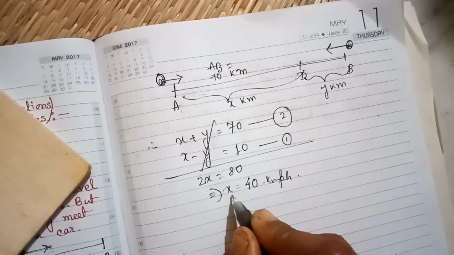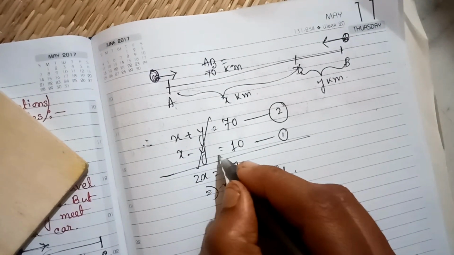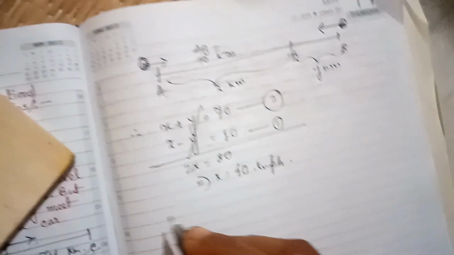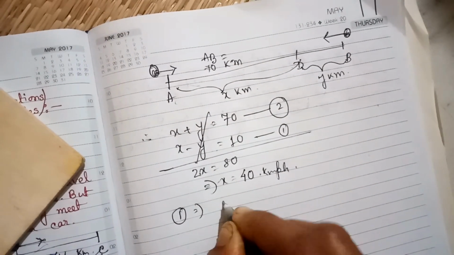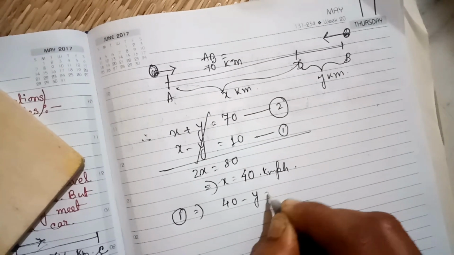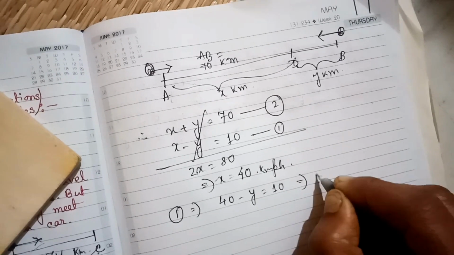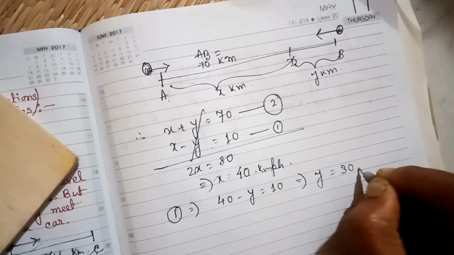We can put this x's value in any one of the equations. I am putting it here in number 1. So from number 1 we can write 40 minus y equals 10. That means y equals 30.